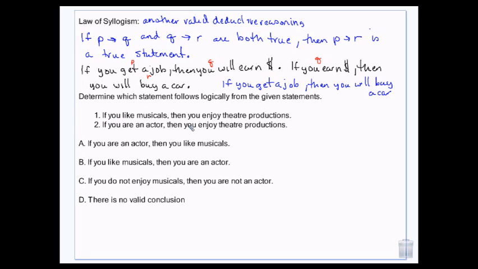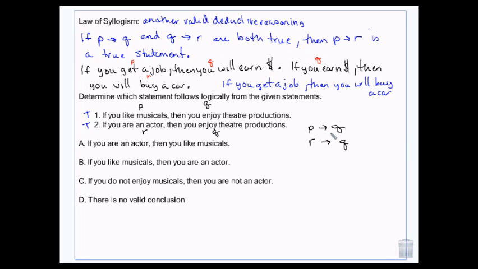Okay, we're going to assume both of these are true. If you like musicals, then you enjoy theater productions. If you are an actor, then you enjoy theater productions. Did I type that right? So we have P, Q, and R. We're going to determine which of these is true. What we have is P to Q and R to Q.